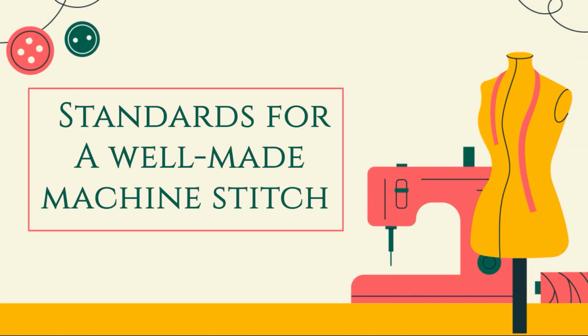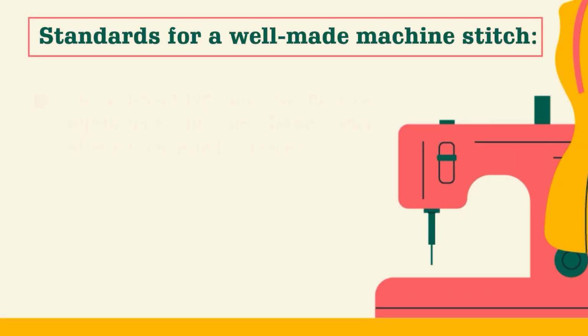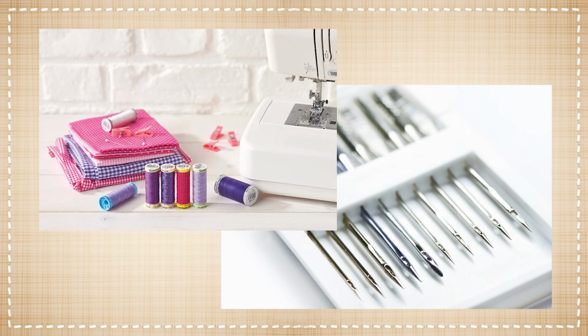Let's discuss the standards for a well-made machine stitch. So a very well-made machine stitch will use a thread type and needle size which is appropriate to the fabric and situation for which it is used. So generally, finer the fabric, the finer would be the needle and thread, because thread expands and takes up the entire area created by the needle. So there should be no excessive holes created by the needle.